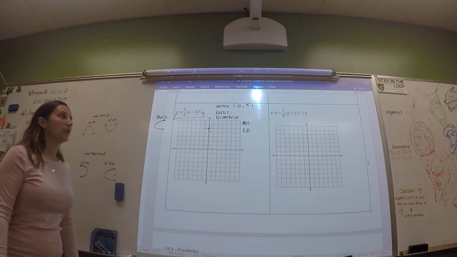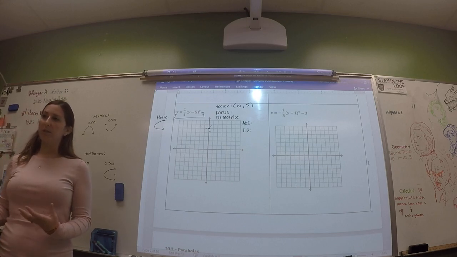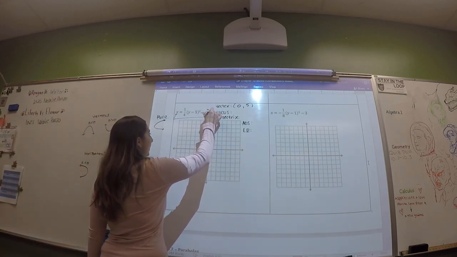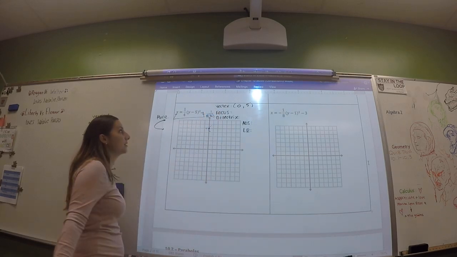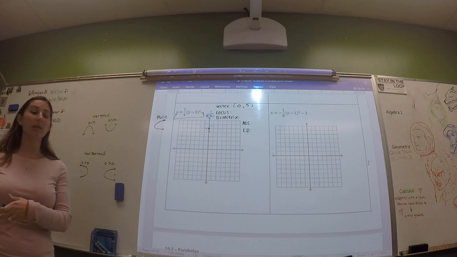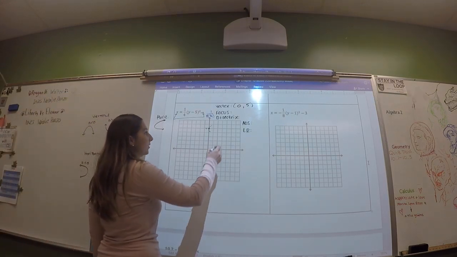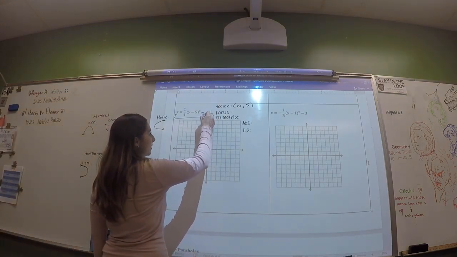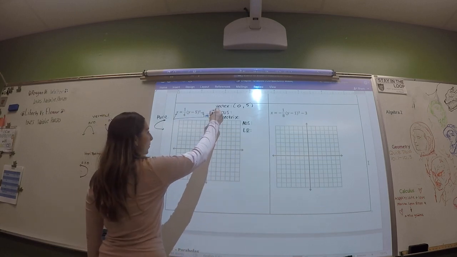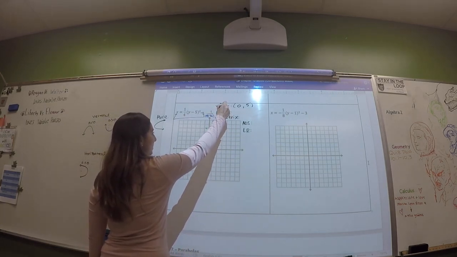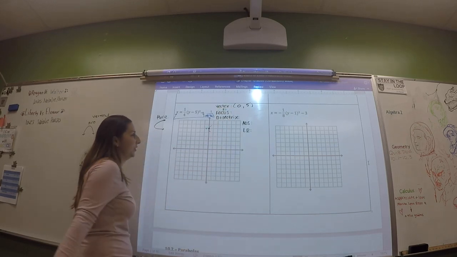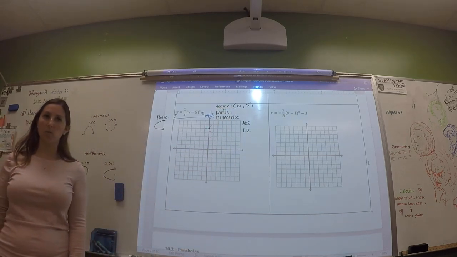So after you find your vertex, you're going to start doing calculations. The first calculation we do is 1 over 4a. a is a fourth, so 4 times a fourth is 1. So this whole thing is 1, and 1 over 1 is 1. So the distance between your vertex and your focus is 1.